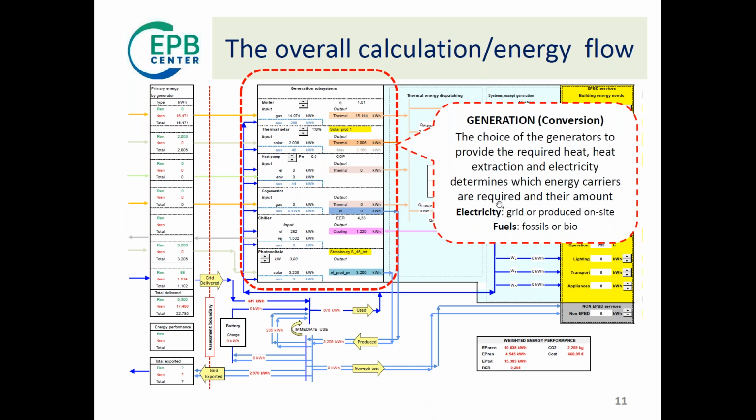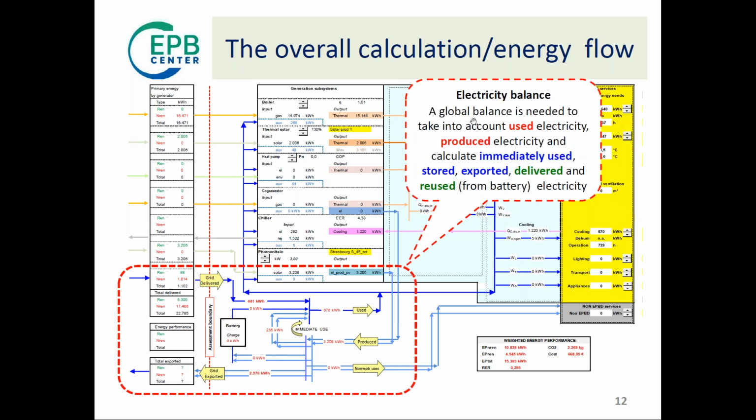Typically, it turns out that what is important is to know how much electricity you need, which can be grid delivered or produced on site. This is the alternative that is given when you have electricity, or how much fuel you are using, which in turn can be fossil fuel or sometimes biofuels.